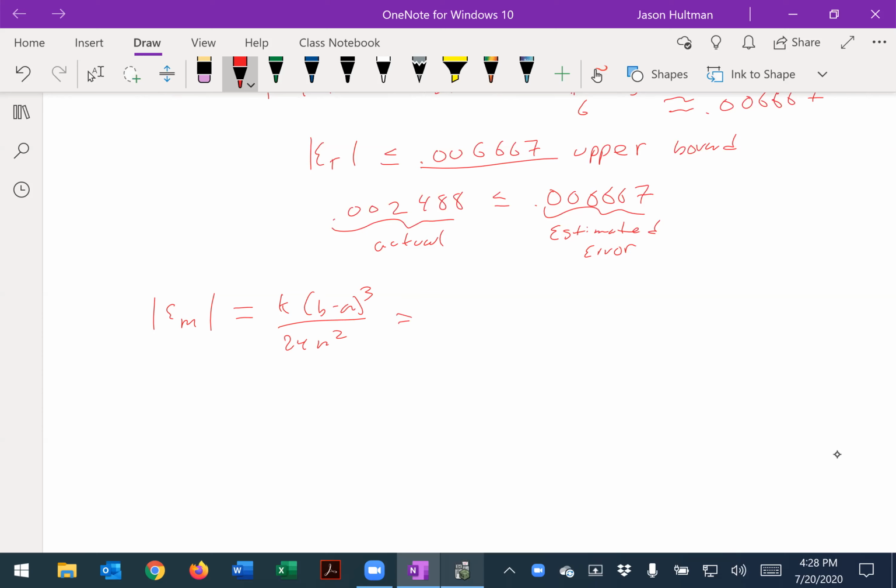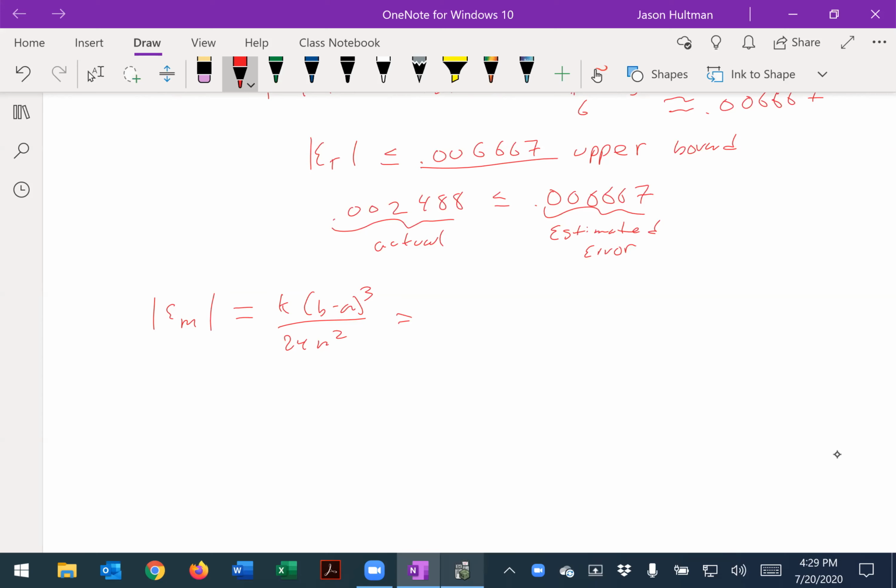Is it 12n or is it 12n squared? I'm confused. No, it should be n squared. Yeah, 12n squared. Okay, no, it's fine. Okay, so 24n squared.